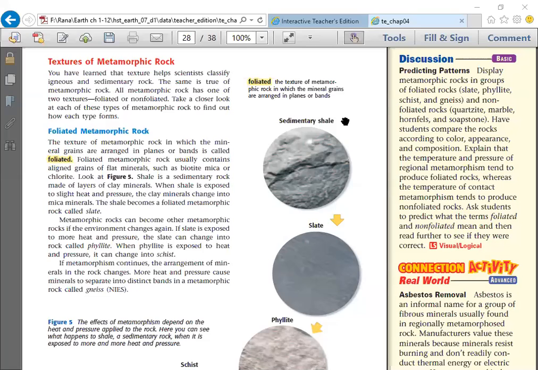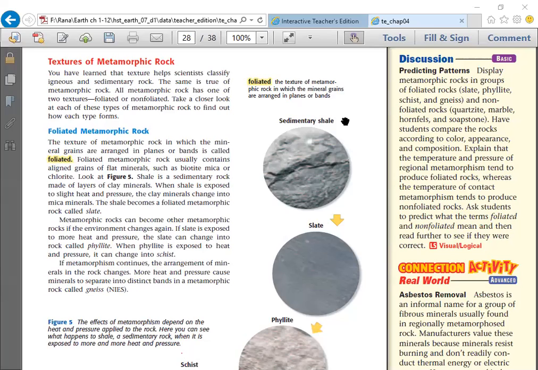So that's how we usually classify rocks, but in the case of metamorphic rock, as the composition will change and we're going to have new minerals, we're going to classify metamorphic rocks regarding their textures into two categories: foliated and non-foliated. So what is foliated? Foliated is the texture of metamorphic rock in which the mineral grains are arranged in planes or bands.